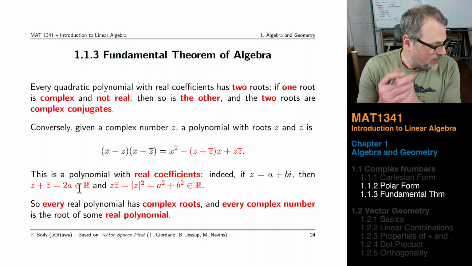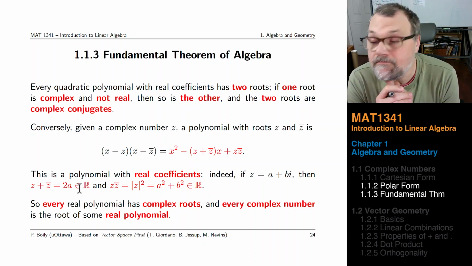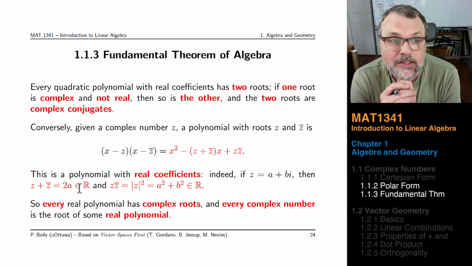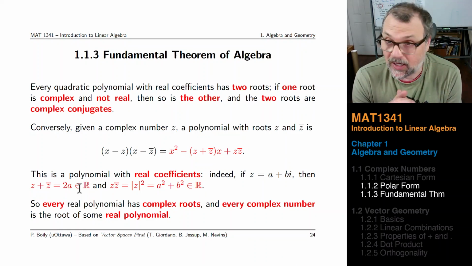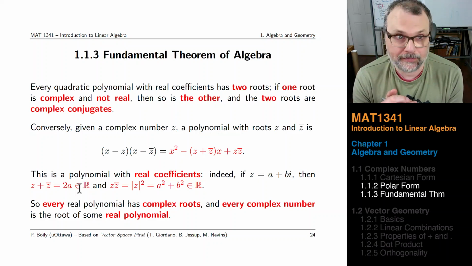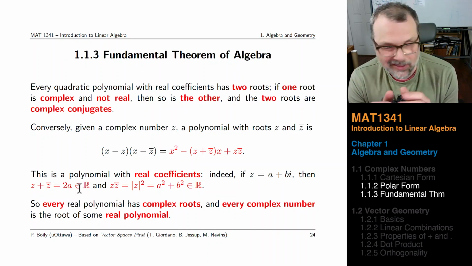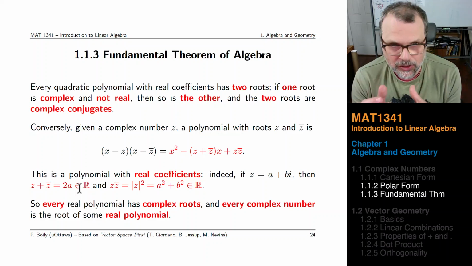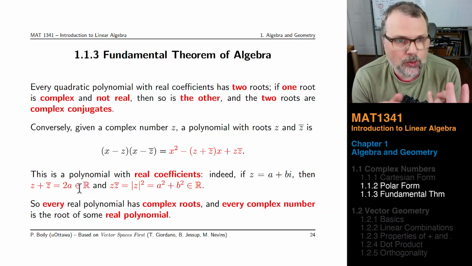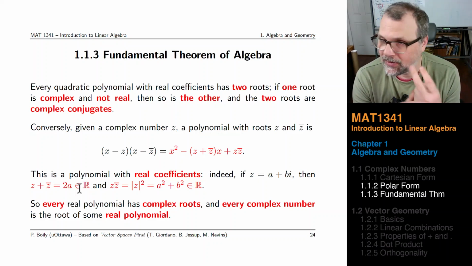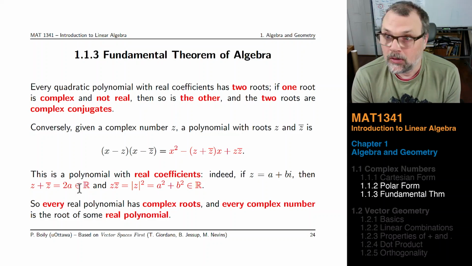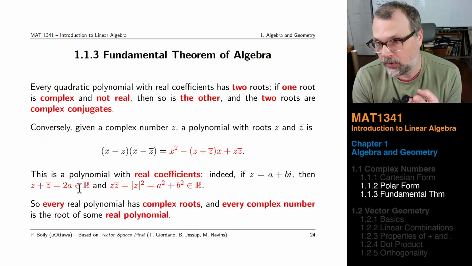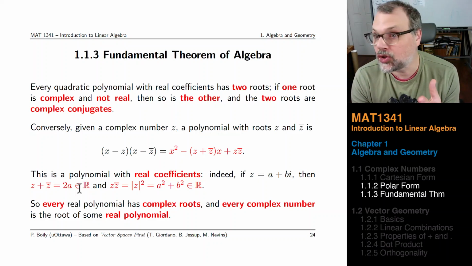There is a result in algebra called the fundamental theorem. It tells us something about the number of roots you may expect from a polynomial of degree n. That's not a linear algebra result, that's just a general algebra result. Every quadratic polynomial has 2 roots, right? It's assuming that whenever you have 1 root, you count it as 2 roots. Either you get 2 distinct real roots, 1 double real root, or 2 distinct complex conjugate roots.